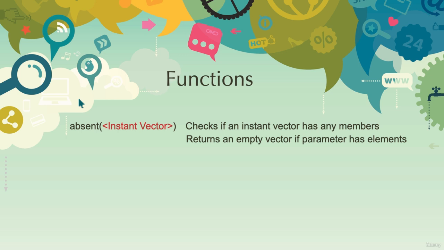So the first function that we have is called absent. The absent function checks whether an instant vector has any elements in it or is empty. It is a bit confusing because you would expect that if the instant vector we pass to it has no value, then we get an empty result, but it's the opposite. If the instant vector that we pass to absent has any values, the absent function returns an empty result. Otherwise, it returns an instant vector that has only one item and the value is 1. So let's go to Prometheus.